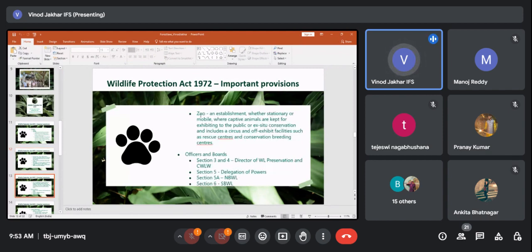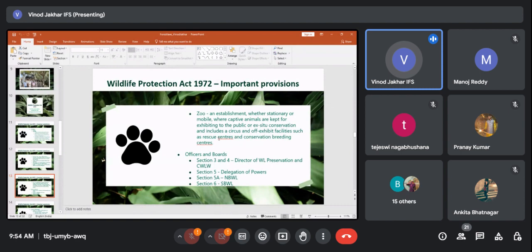Zoo, yes. This definition is also important because it has recently been amended through the recent amendment. Zoo is an establishment, whether stationary or mobile, where captive animals are kept for exhibiting to the public, or ex situ conservation, and includes a circus and off-exhibit facilities. So a zoo also includes a rescue center and a conservation breeding center. A zoo generally is open to the public, but these facilities, rescue centers and conservation breeding centers, are not open to the public. Here we keep injured animals.